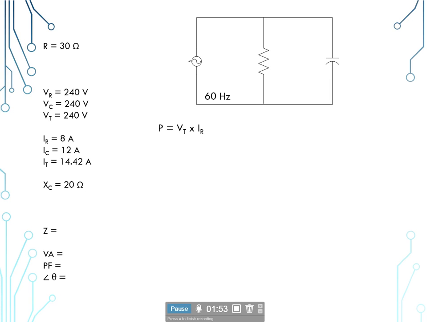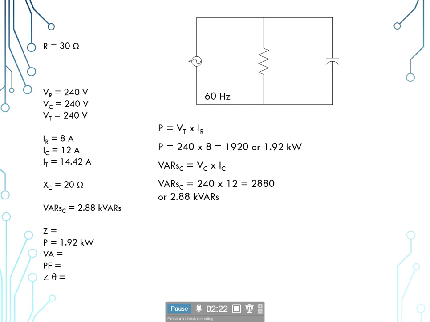Now we're going to figure our true power, which is measured on the resistive part of the circuit. So we're going to take our 240 volts and multiply it by the 8 amps at the resistor, giving us 1.92 kilowatts for our true power. Our VARS sub C, our wattless power, is equal to V sub C times I sub C. So the 240 volts times the 12 amps gives us 2.88 kilovars.